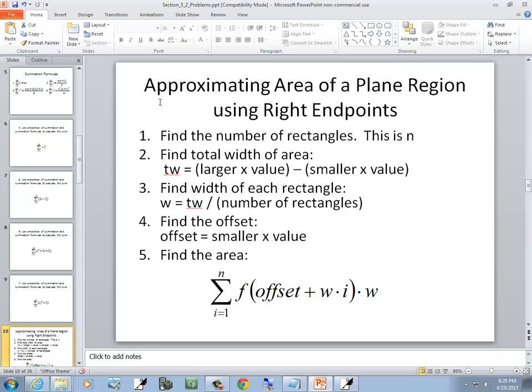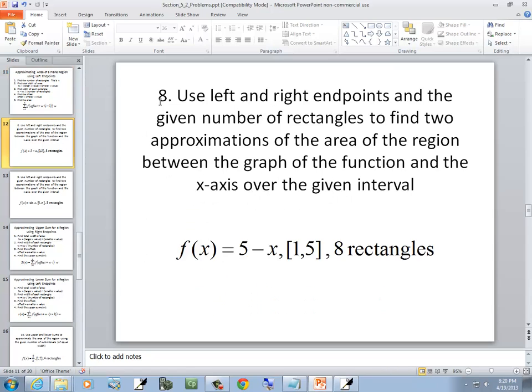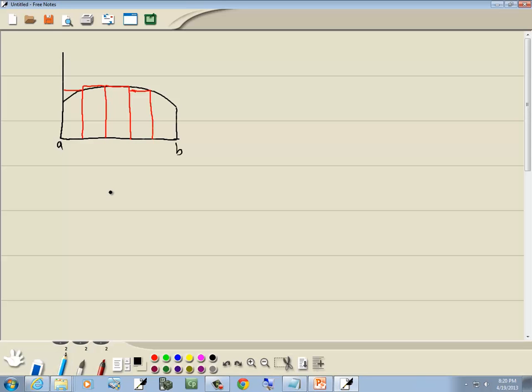And we got some steps here, and we got some steps here for the left endpoints. And we're going to look at an example to see how to use these steps. For me, just reading them, it's not going to mean a whole lot. Okay, so we got f of x equals 5 minus x from 1 to 5. And we got eight rectangles.